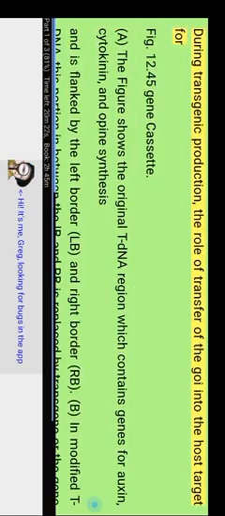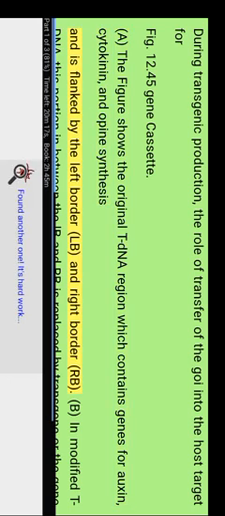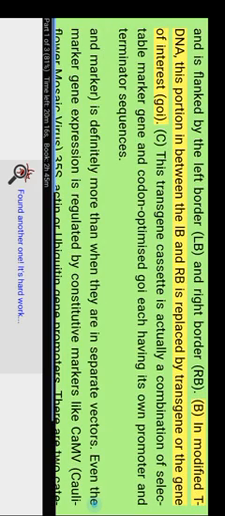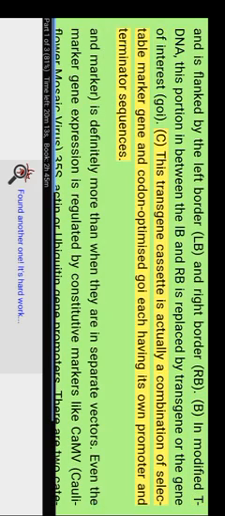Marker gene. During transgenic production, the role of transfer of the GOI into the host target. Figure 12.45, gene cassette. A. The figure shows the original T-DNA region, which contains genes for auxin, cytokinin, and opine synthesis, and is flanked by the left border LB and right border RB. B. In modified T-DNA, this portion in between LB and RB is replaced by the transgene or the gene of interest, GOI. C. This transgene cassette is actually a combination of a selectable marker gene and a codon optimized GOI, each having its own promoter and terminator sequences.